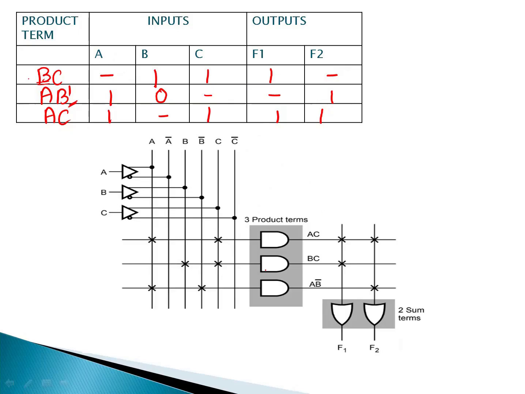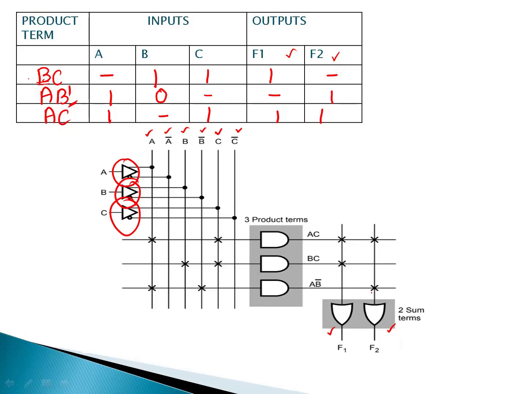So the next one is our PLA structure. So the PLA structure looks like this. So we have A, B, C, and we have to take A bar, B bar, C bar with the help of these NOT gates, right? So here we have three product terms. So that means we have to substitute three AND gates, okay? And we have two outputs here. So that means we have to give two OR gates here, okay?